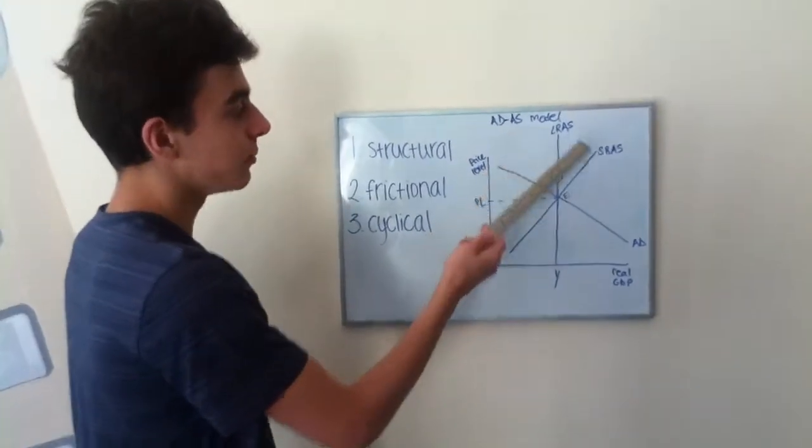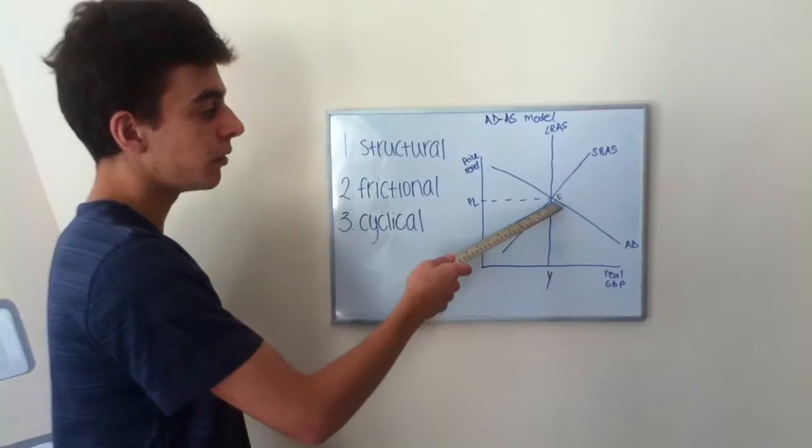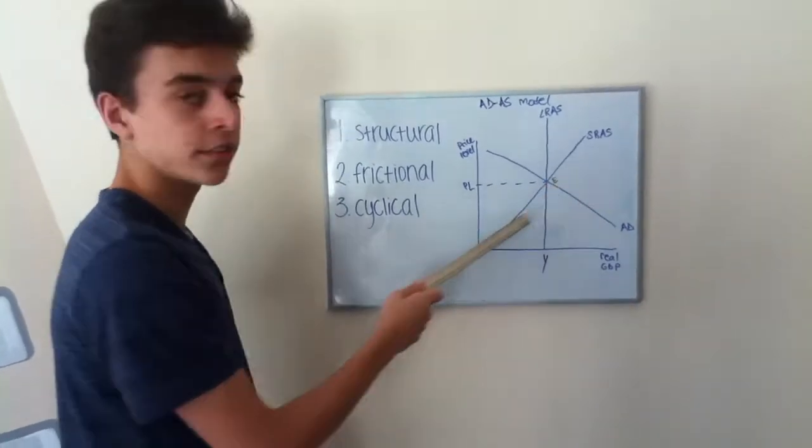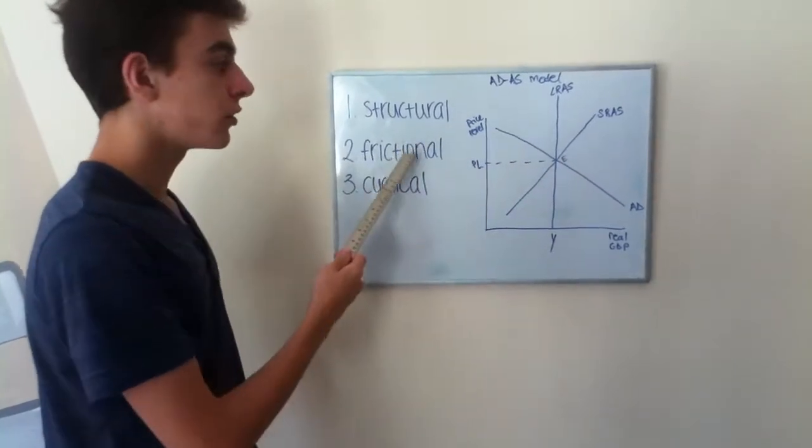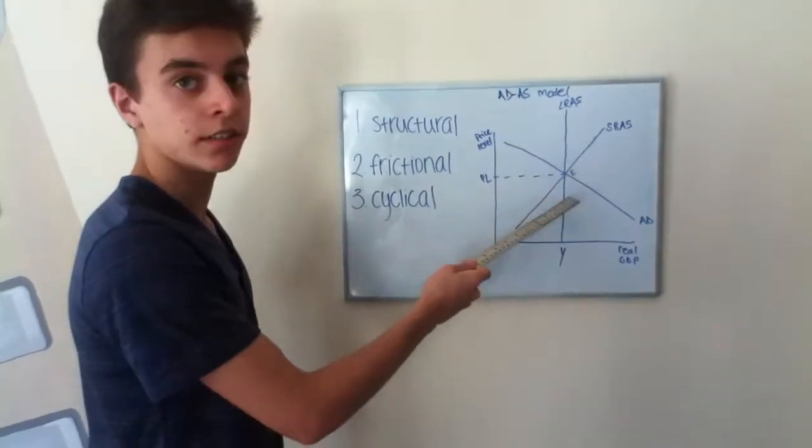So in the AD-AS model, full employment lies at equilibrium of the SRAS and AD, which is also where only structural and frictional unemployment exists.